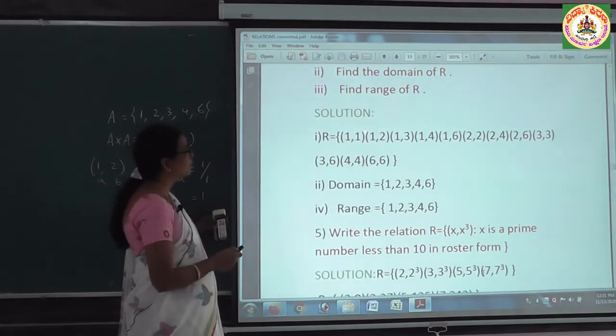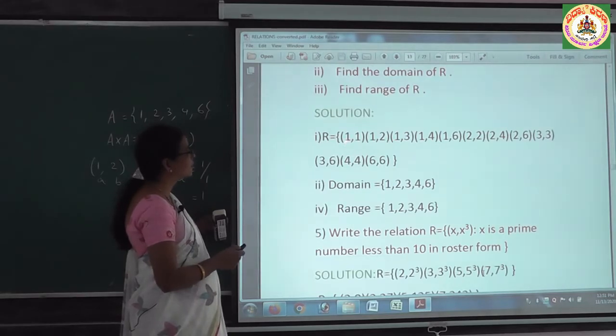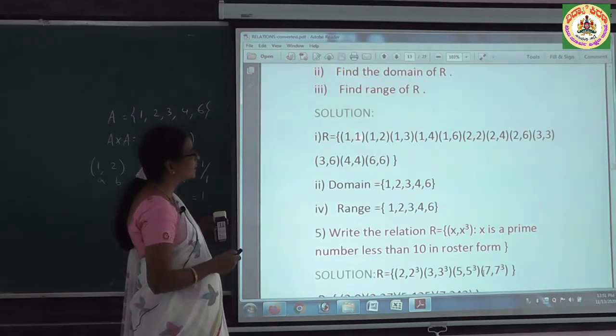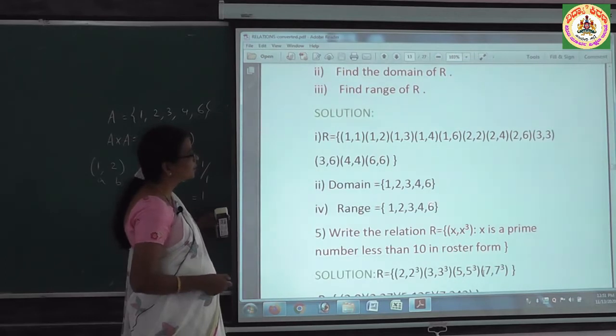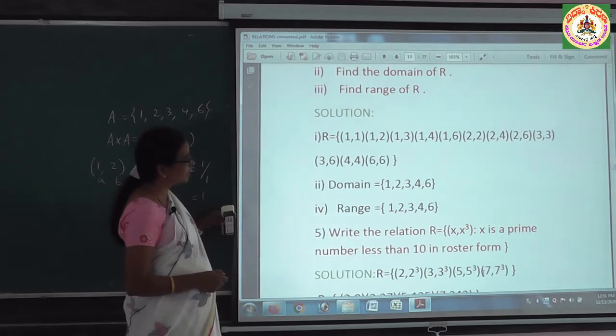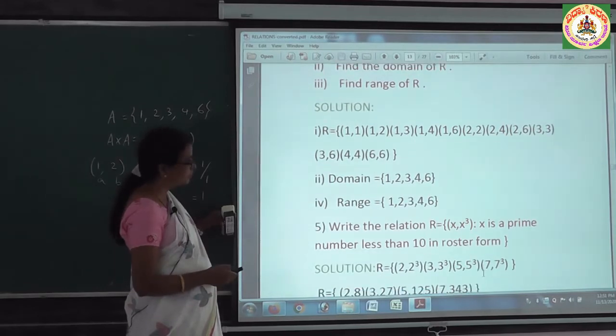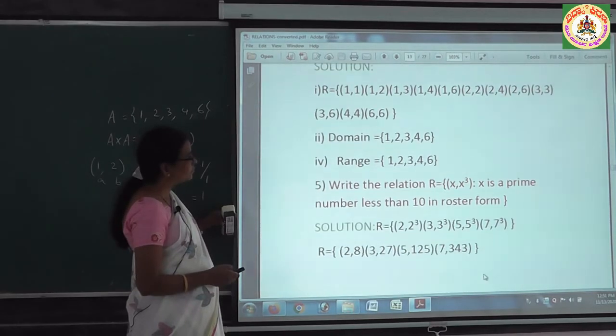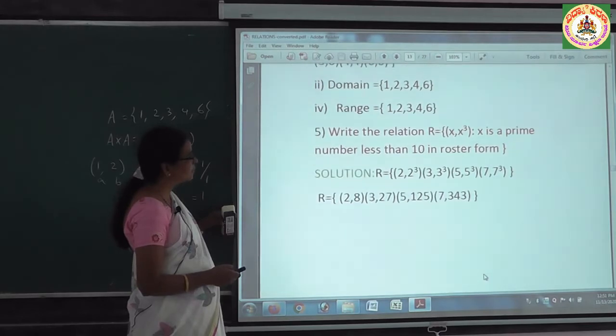Here the domain is equal to the first elements: 1 I have written here, next comes 2, next 3, after that 4 and 6. Range also, observe here, the second elements are 1, 2, 3, 4 and 6. If it is repeated, don't repeat it, write only once. This is one simple example.